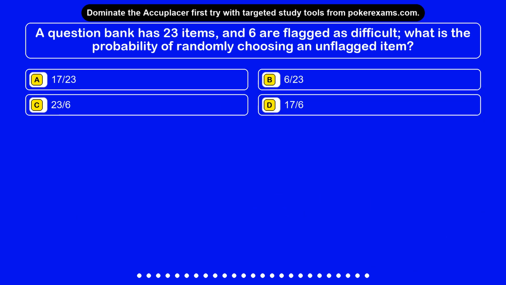Question 10. A question bank has 23 items, and 6 are flagged as difficult. What is the probability of randomly choosing an unflagged item? Option A, 17/23. Option B, 6/23. Option C, 23/6. Option D, 17/6.